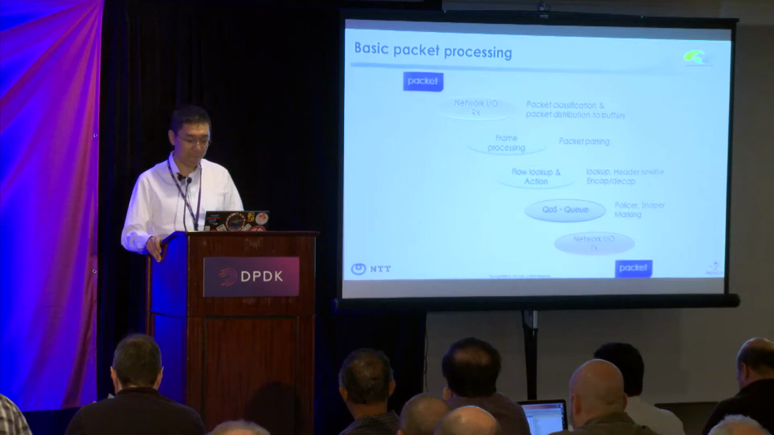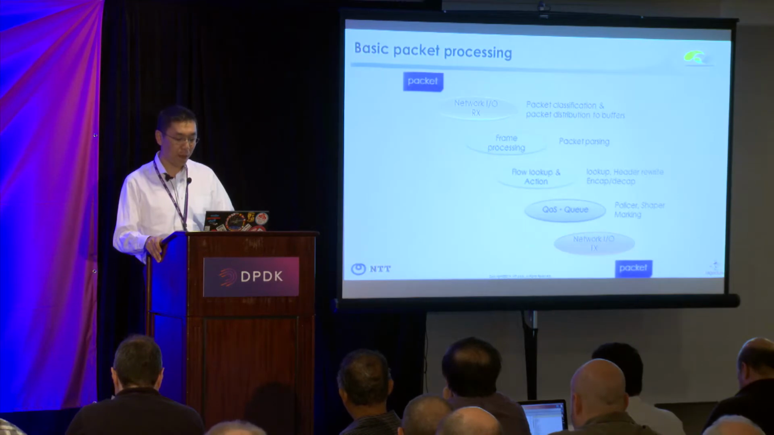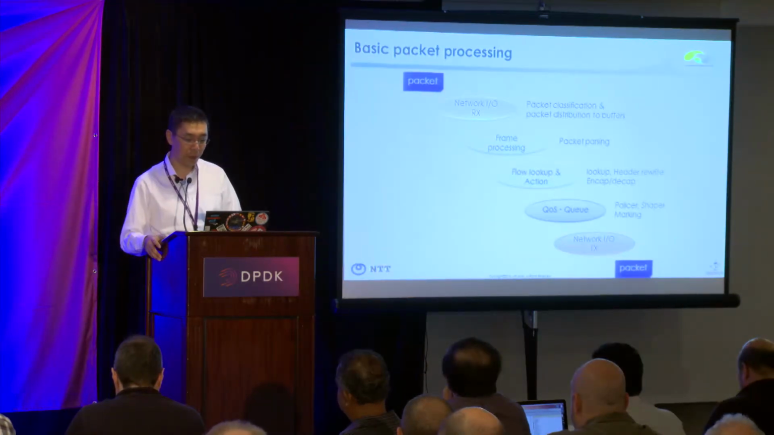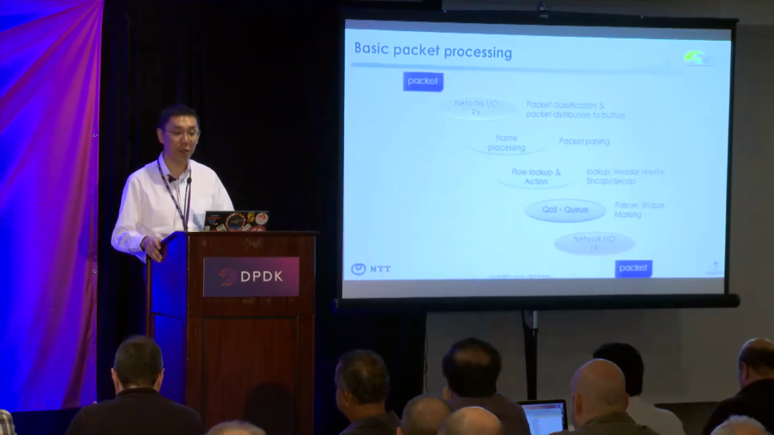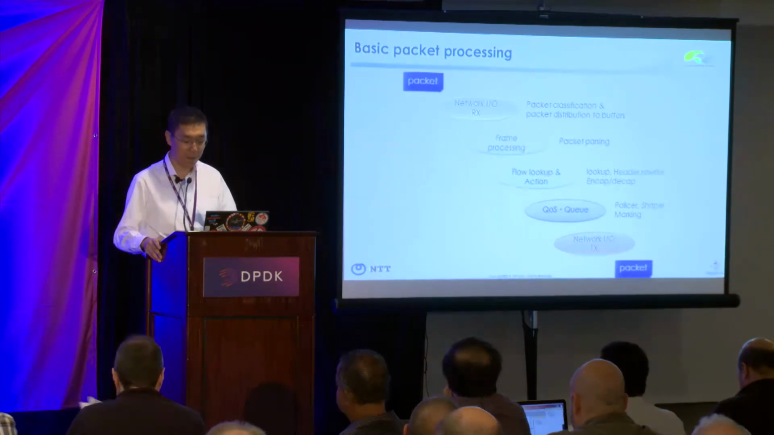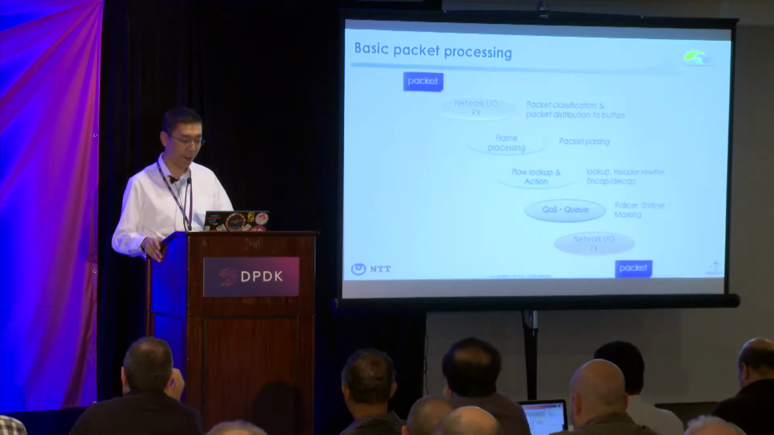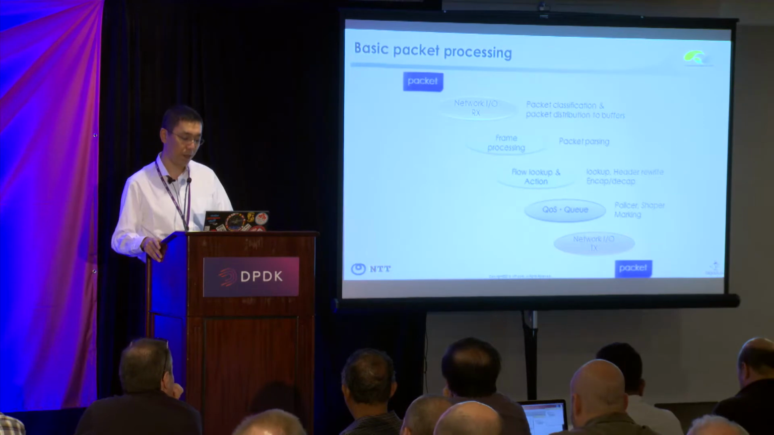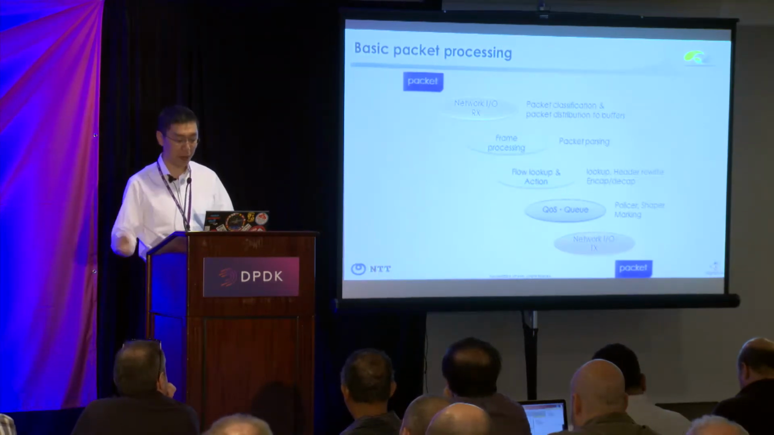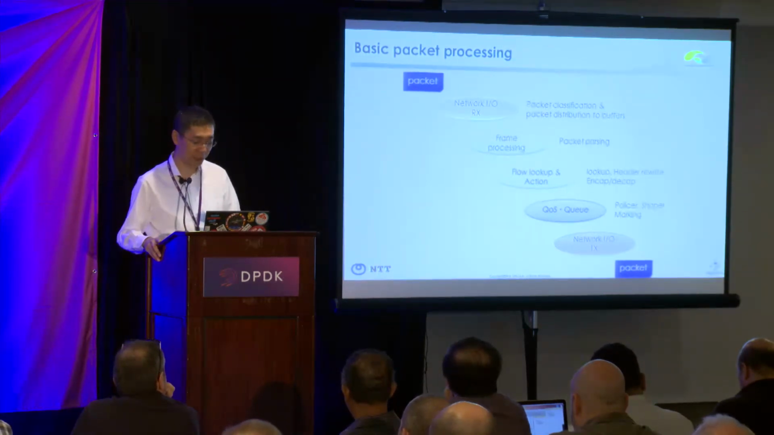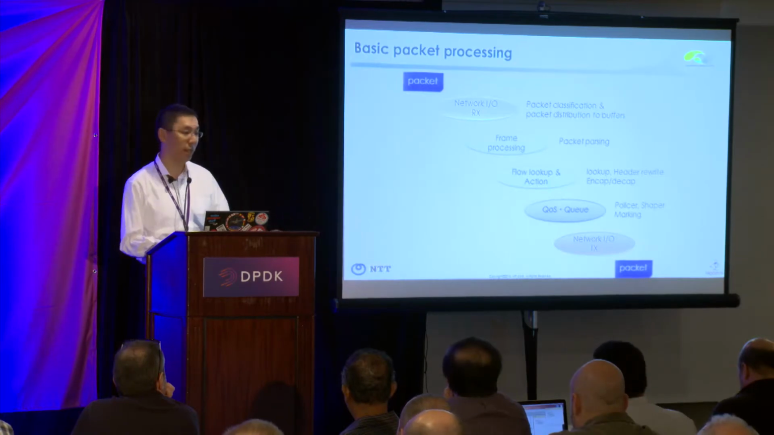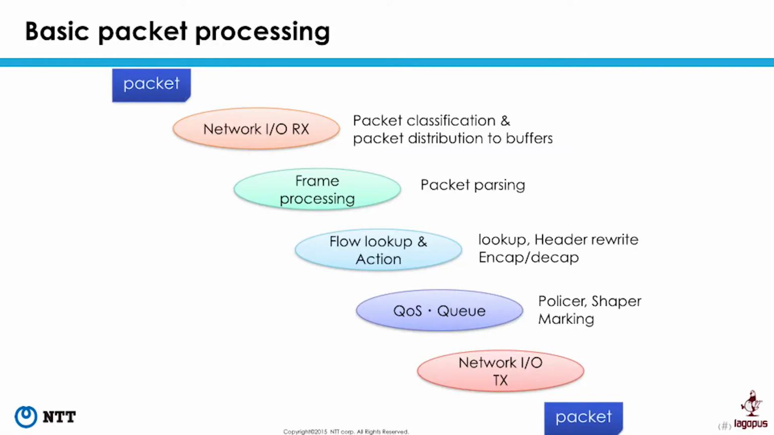So that includes a lookup and header rewrite and encap, decap for the tunnels. And then we have to do a QoS or queue management system. And finally, the system sends the packet to the outside of the server. So this is basic packet processing.